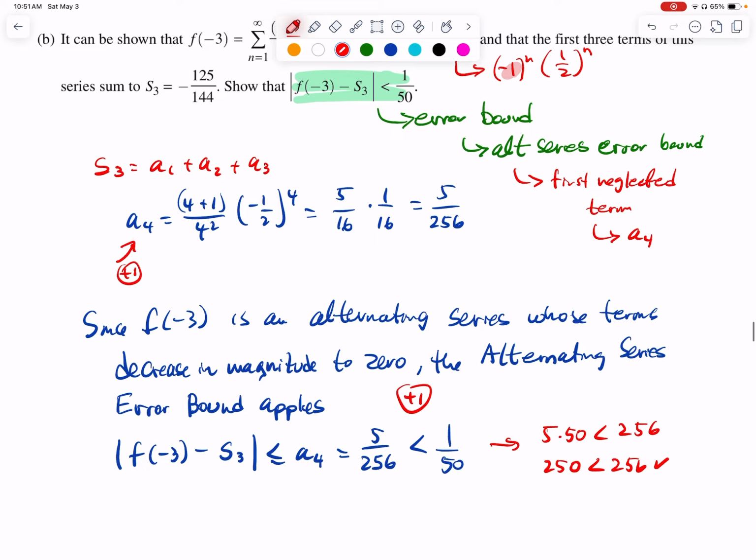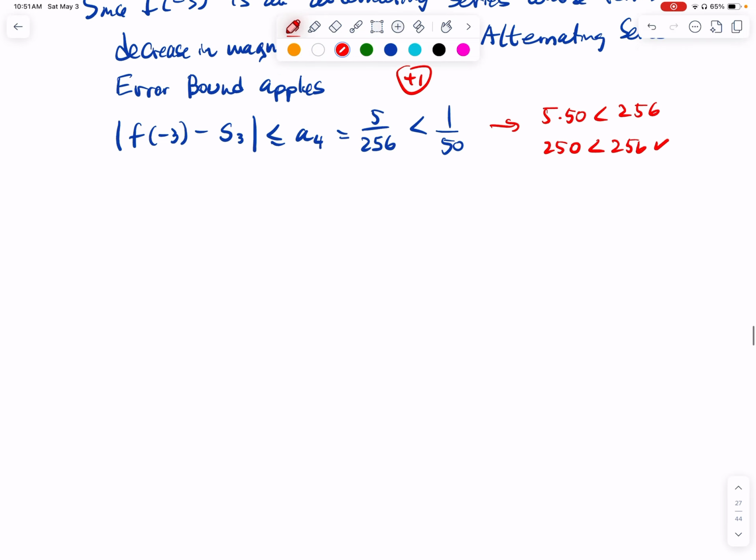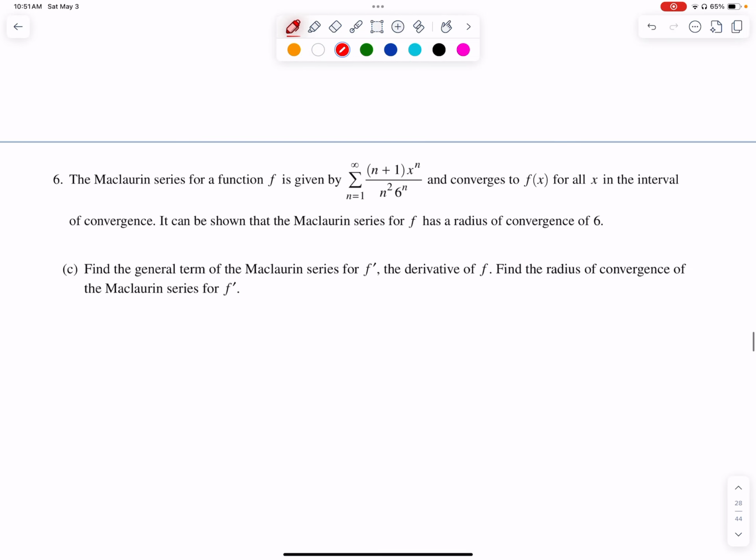The first neglected term. Wow, this is just part B. There's more. Part C. Find the general term of the Maclaurin series for f prime, the derivative of f, and then find the radius of convergence. Oh, they just gave us a free question here. Radius of convergence, not the interval, but just the radius.